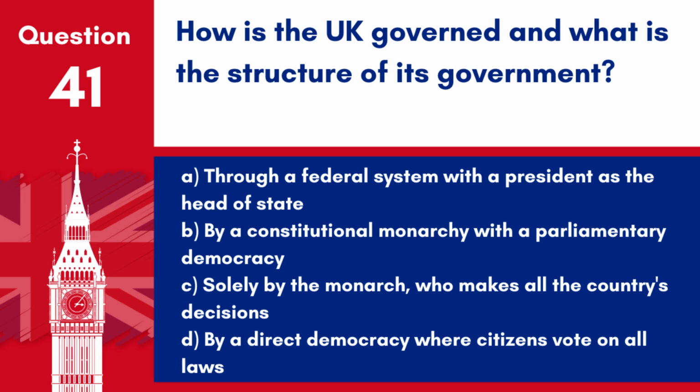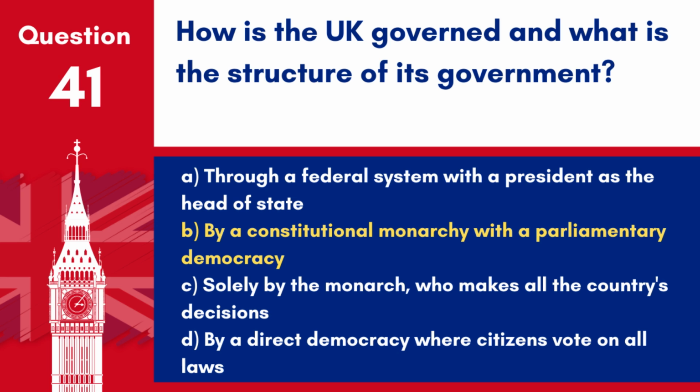A. Through a federal system with a president as the head of state. B. By a constitutional monarchy with a parliamentary democracy. C. Solely by the monarch, who makes all the country's decisions. D. By a direct democracy, where citizens vote on all laws.